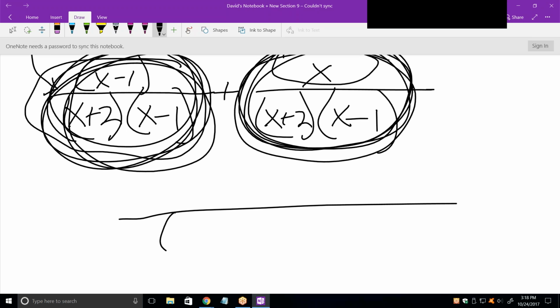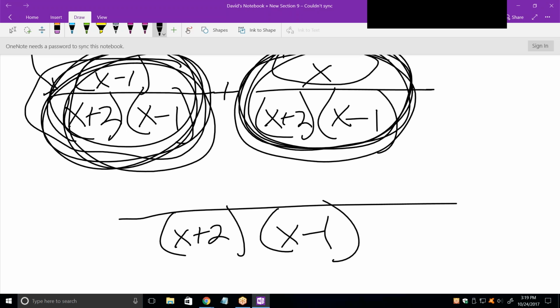X plus 2, x minus times x minus 1. Correct. Now remember, you operate on the numerators. The denominator stays the same, but you go ahead and perform the operation on the numerators. Well, what's the operation on the numerators result in? X squared minus 1? No, you're adding, you're not multiplying.